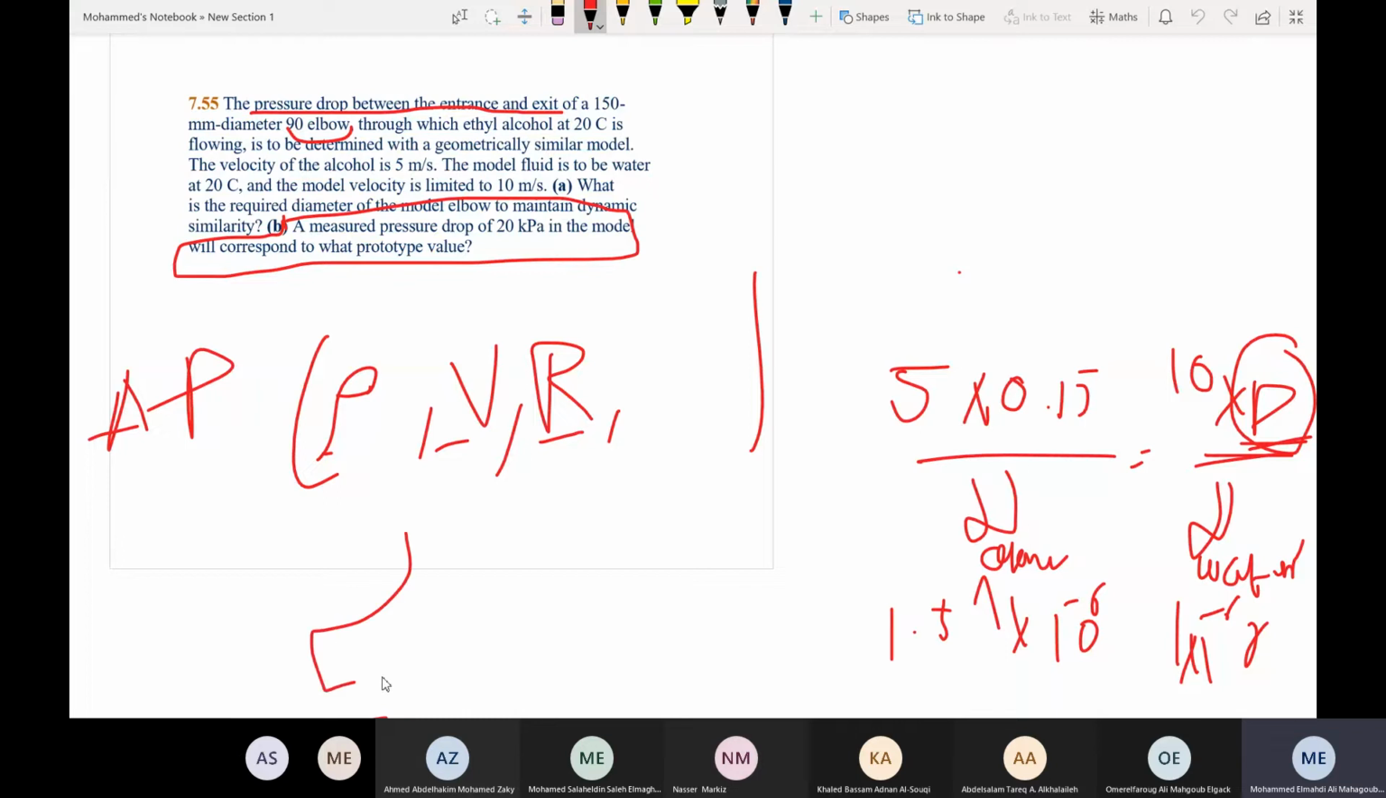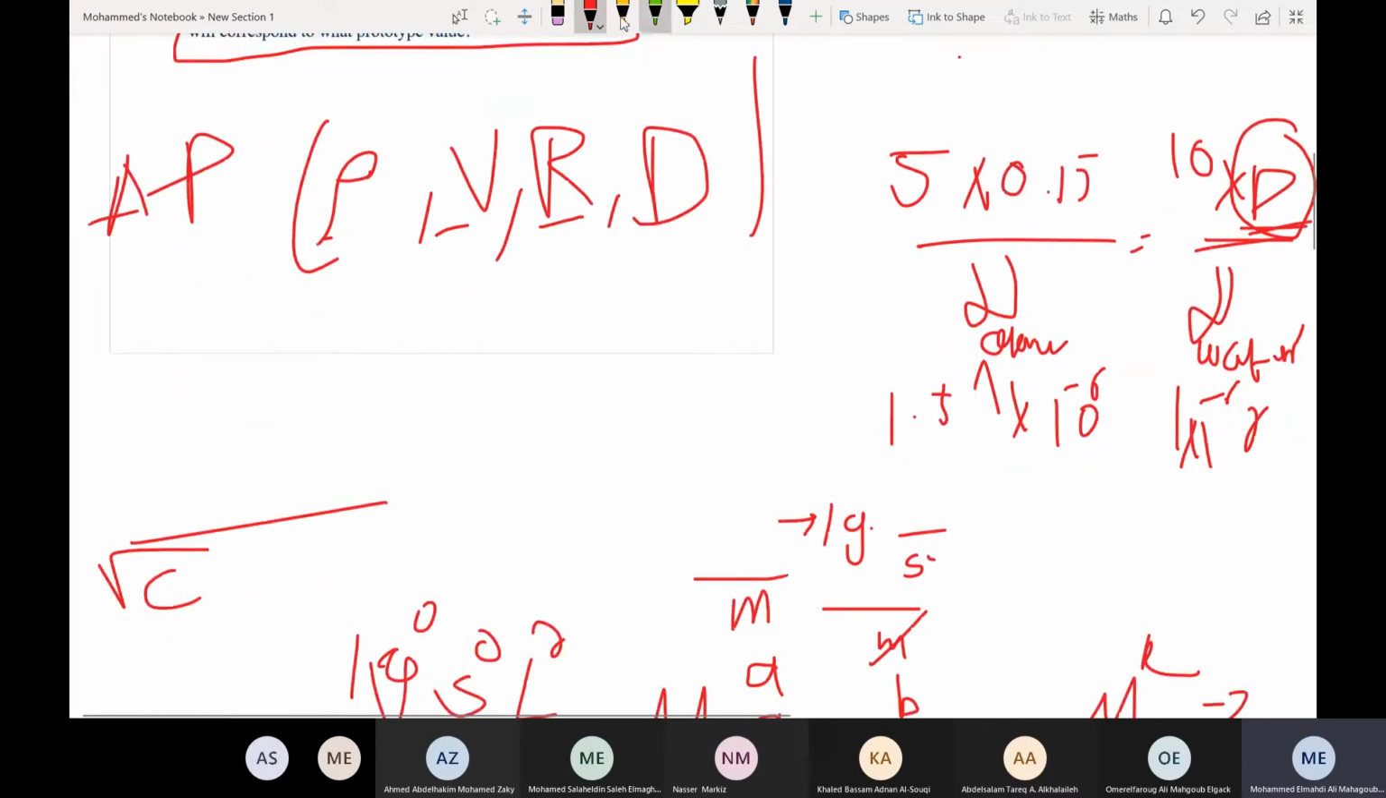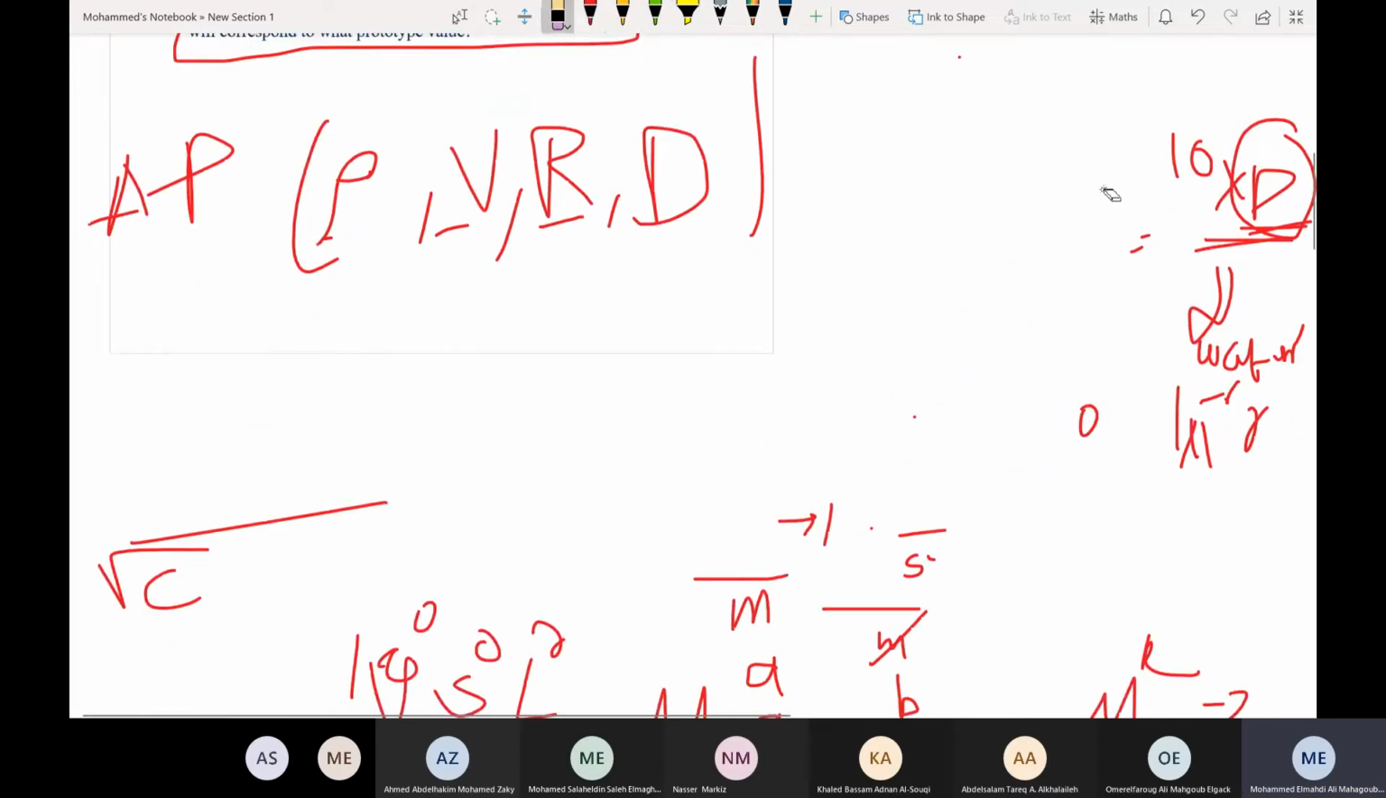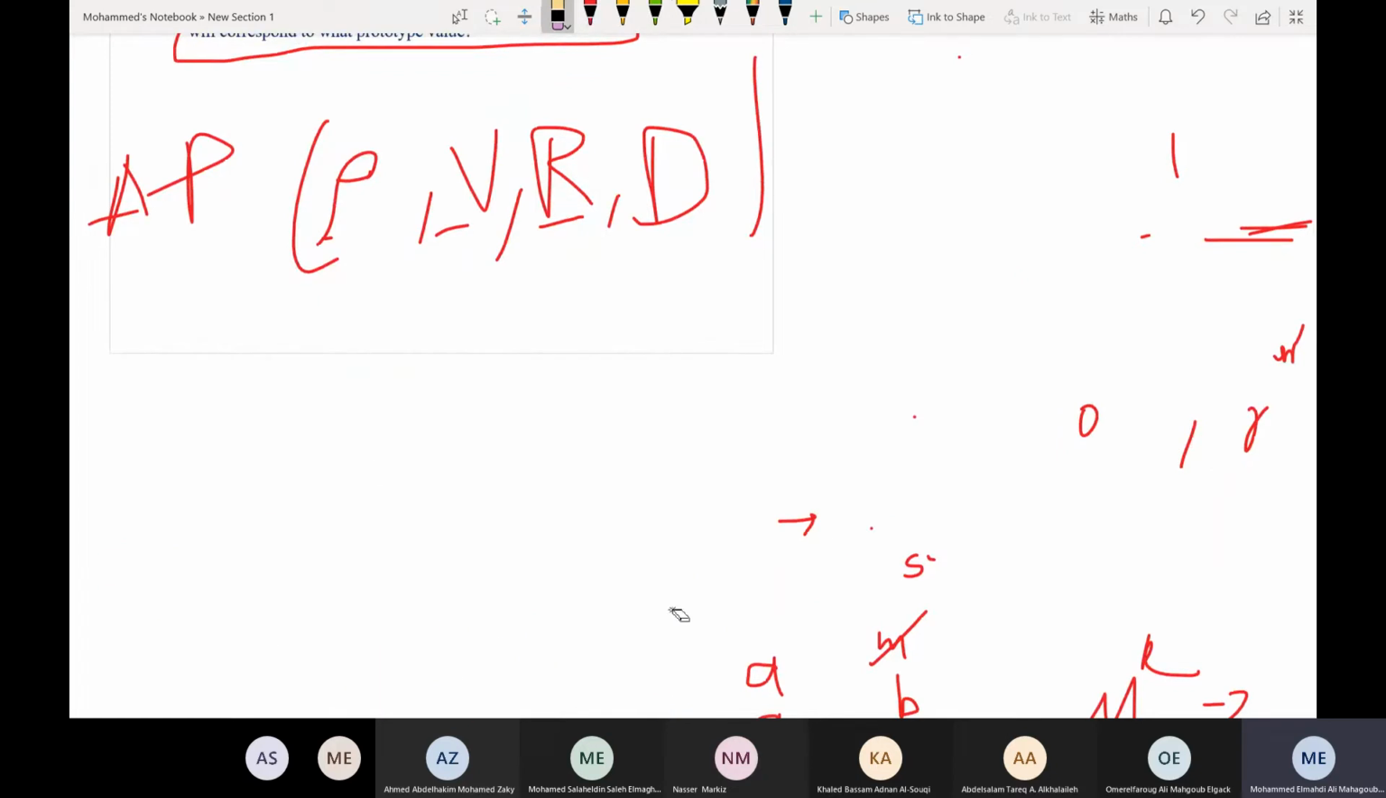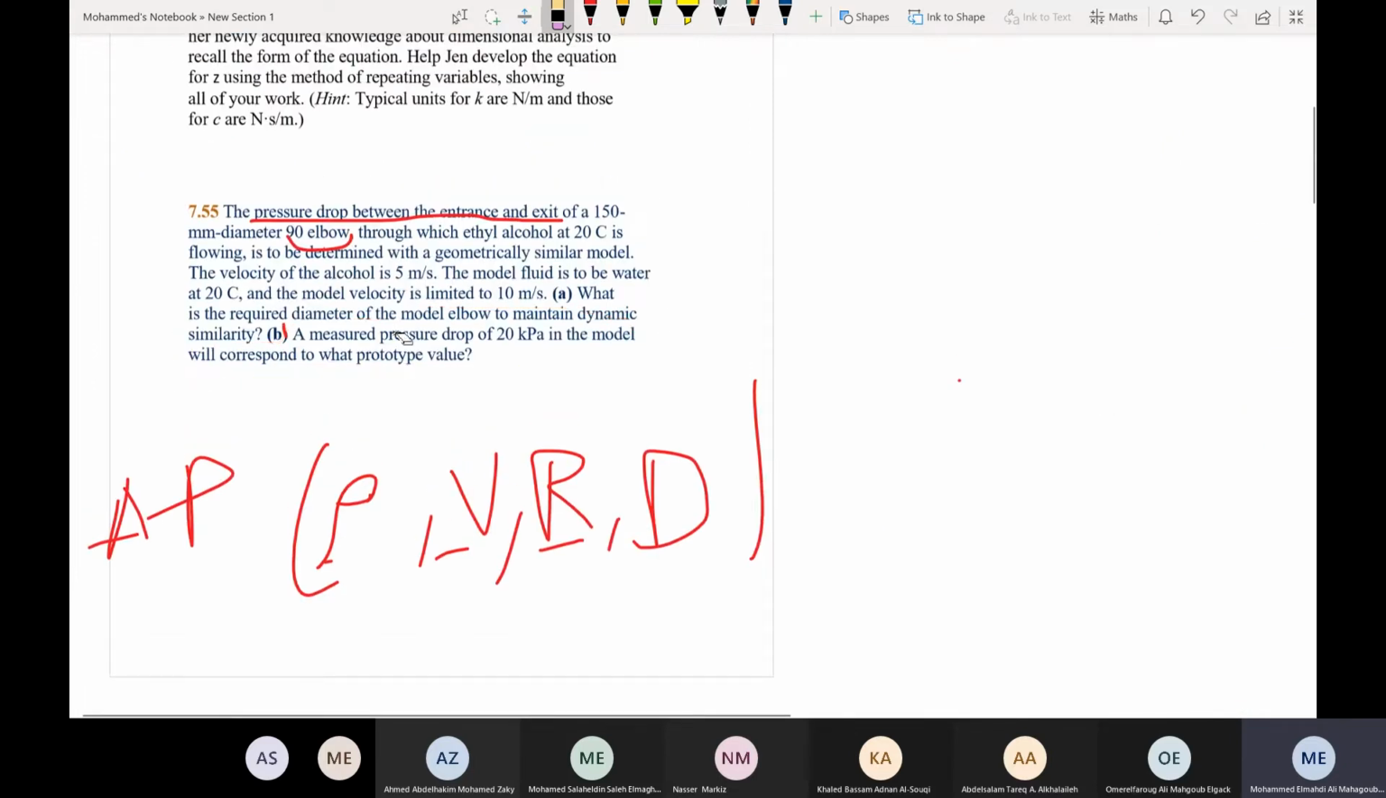This is the radius of the bend, which depends on the angle. We need the diameter of this, let's call it the nozzle or anything, or minor loss that we have. So these are the parameters that we are using. Now let's do the Buckingham pi theorem to get the pi's from this relation first. Then we can know when we have some change in the pressure drop, we can account for it. So this is a compound question. First you have to know the relation of the pressure drop between the model and the prototype, then you can determine that if we change this, then this will change.